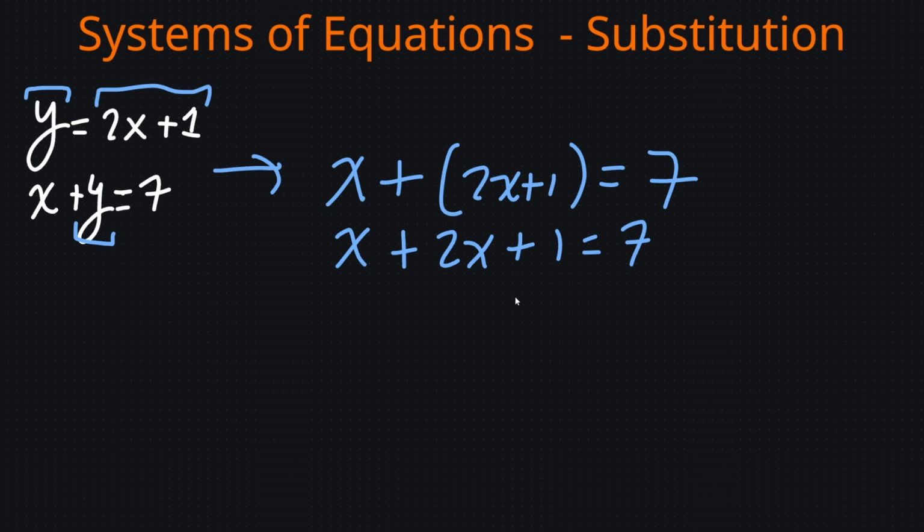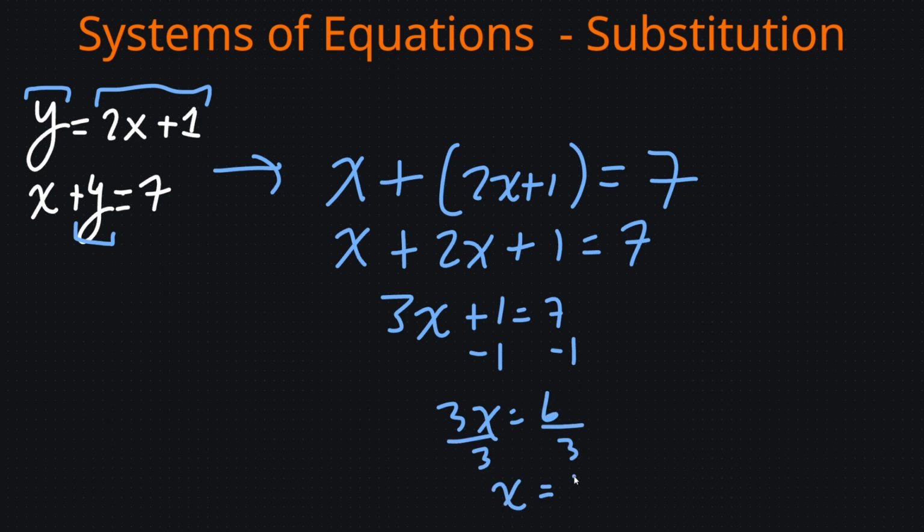I replaced it out. And so I combine my single variable, 3x plus 1 equals 7, and I solve for that variable. I'm going to get rid of the 1 by doing the opposite, subtracting 1, 3x equals 6. I'm going to get rid of the 3 by doing the opposite of multiplication, division. And I get x is equal to 2.